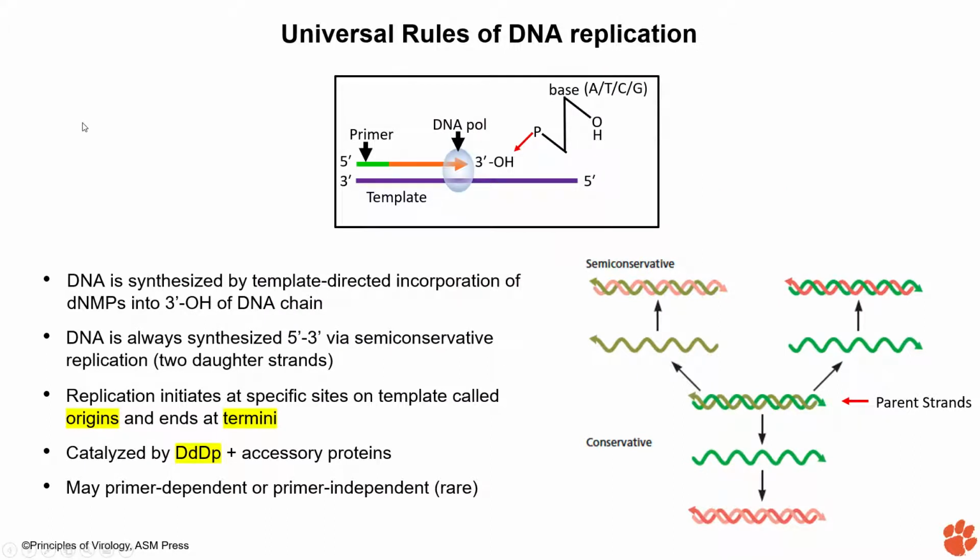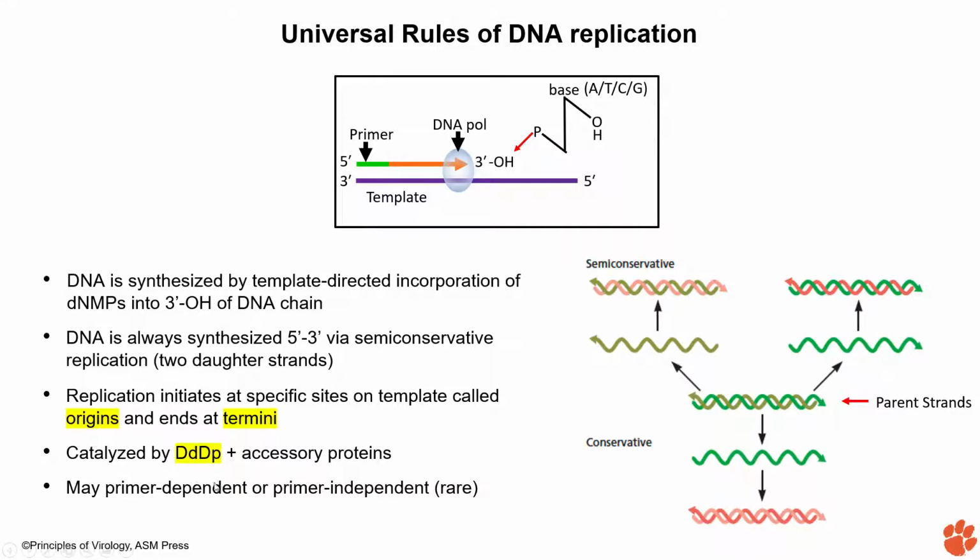So, a universal rule, all of you know this, so I'm just quickly going into that. DNA is synthesized by template-directed incorporation of the deoxynucleotide monophosphates. The triphosphates are the building material, but when they are incorporated, two of these phosphates go out as inorganic phosphate, PPi, and the nucleotide monophosphate is in the chain. It is always synthesized 5' to 3', by semi-conservative replication to daughter cells. Replication initiates at specific sites called the origins, or ORI.